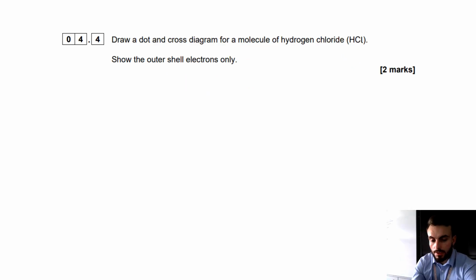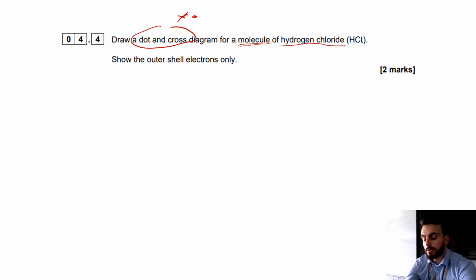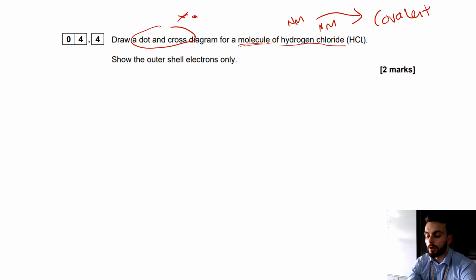So draw a dot cross diagram for a molecule of hydrogen chloride. Hint in the name, hint in the word molecule, and in the fact that it's hydrogen chloride. You should know that these both are non-metals. So we're on about covalent bonding. So therefore, we're not on about the one with brackets and transferring electrons. We're on about the one that involves sharing electrons. So that's the one where you've got the rings interlinking.